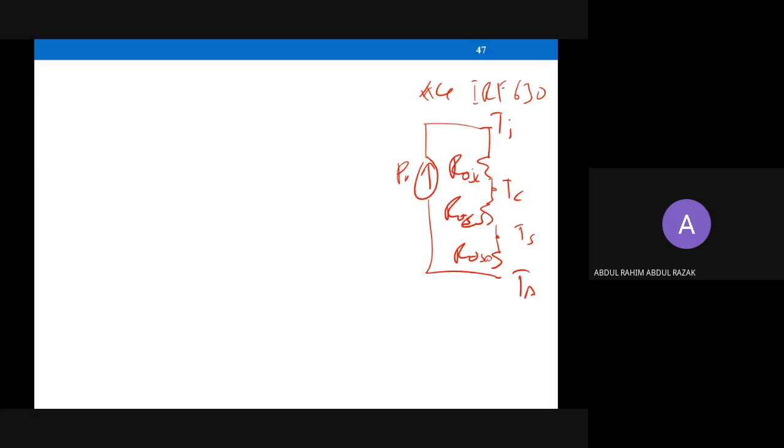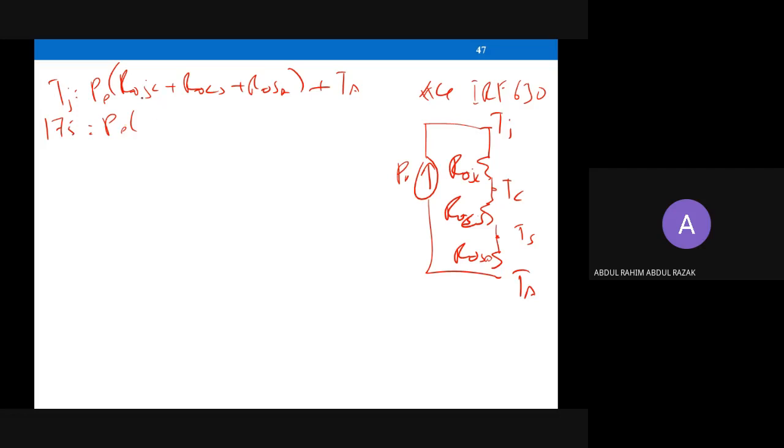Okay, with heatsink, as we discussed inside the pre-recorded lecture, TJ is equal to PD times R thermal JC plus R thermal CS plus R thermal SA, plus TA. From this circuit, you can generate the formula. Okay, we put back the specs that we acquired from the datasheet. Number 4, TJ max is 175. Did you see? PD is what we're looking for.